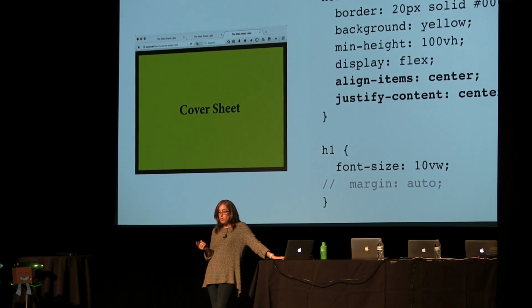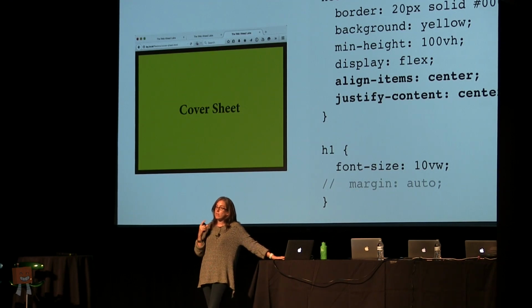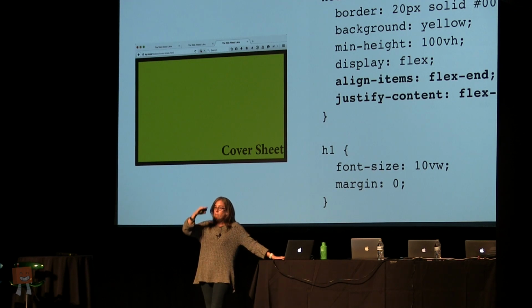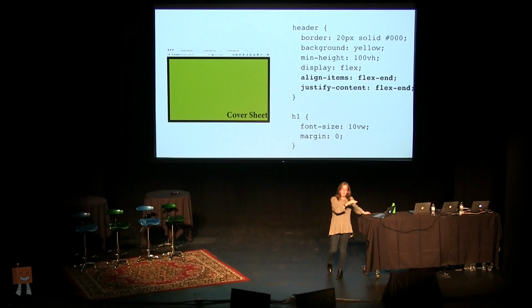Or instead of doing that, let's get rid of the margin auto. Let's comment that out and put align-items center and justify-content center on the header element itself. And we get the exact same result. It puts the thing in the middle. But we can change it to align-items flex-end and justify-content flex-end. And it puts it at the bottom and over on the end of the space.